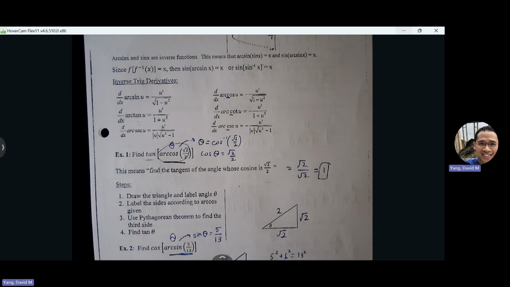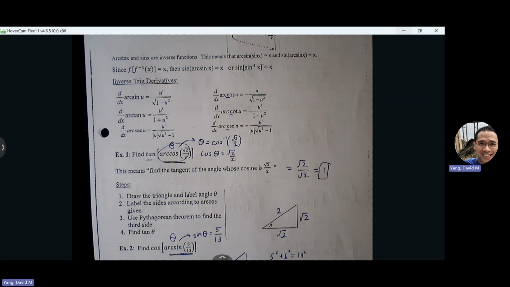Okay, look at those three rules there. What's common between all three rules? Oh, u prime. Right, so that's nice, right? All the numerators are the same. You just have to worry about the denominator. The denominator is what's causing it to look complicated, right? So numerators all the same. Okay, good.